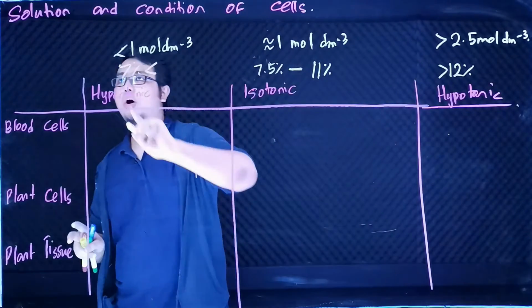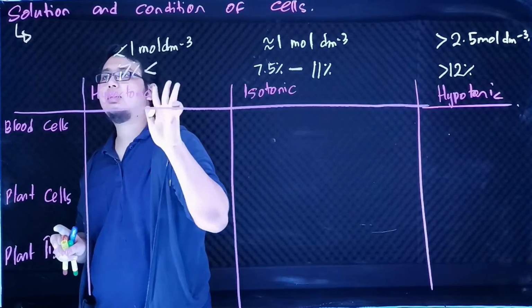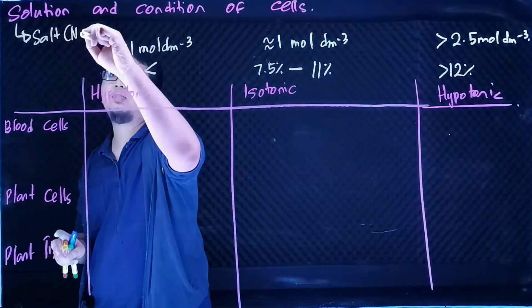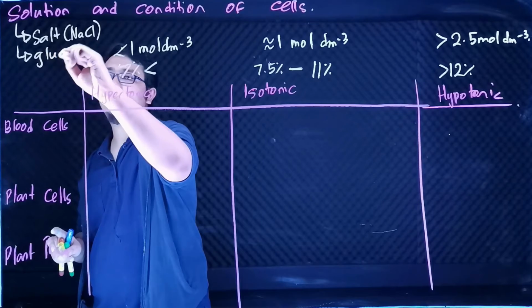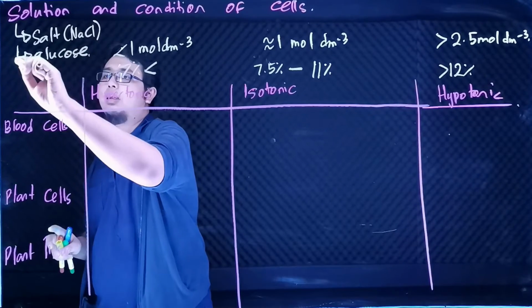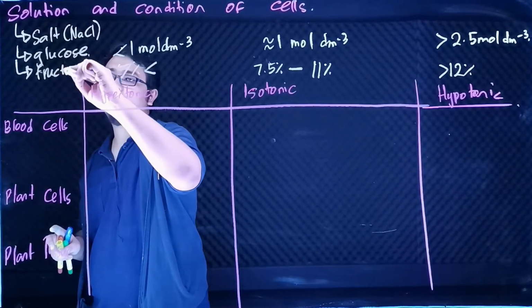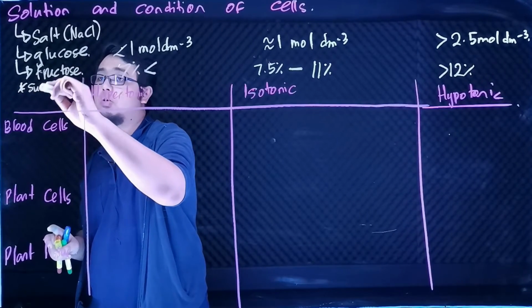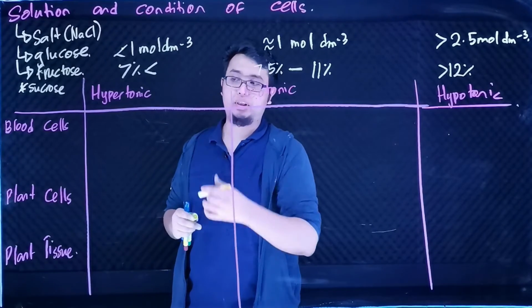So when we talk about this hyper-iso-hypo, for examination purposes, we're going to talk about only three substances. We're going to talk about salt, which is your NaCl, the glucose, and the fructose. And sometimes they put in sucrose just to compare between the different types.